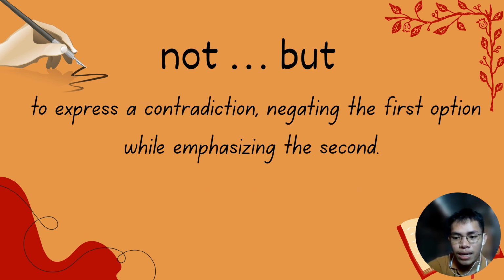Let's proceed to the correlative conjunction not but. So not but is basically used to express contradiction or contrast. So we want to negate the first option and emphasize the second one. So we want to disregard the first option and we want to emphasize the second.